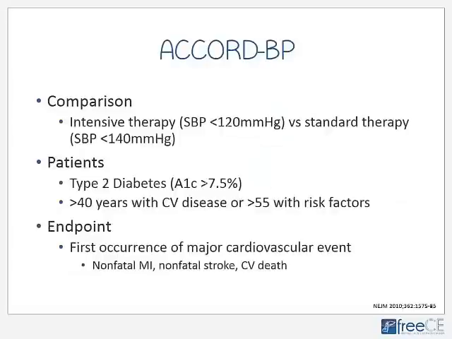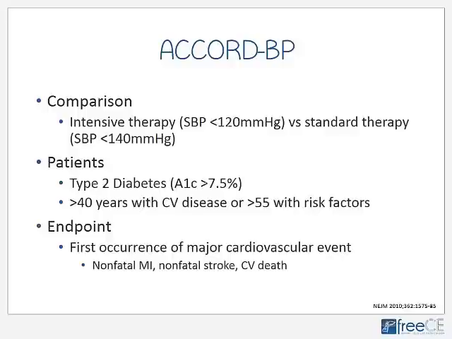Another study that was recently released that compared goal blood pressures was the ACCORD blood pressure study. Some of you might be familiar with the ACCORD trial for its diabetes endpoints, but they also had a blood pressure arm. So they compared intensive therapy, which they defined as a systolic blood pressure less than 120, versus standard therapy, which was a systolic blood pressure less than 140. All the patients included had type 2 diabetes.